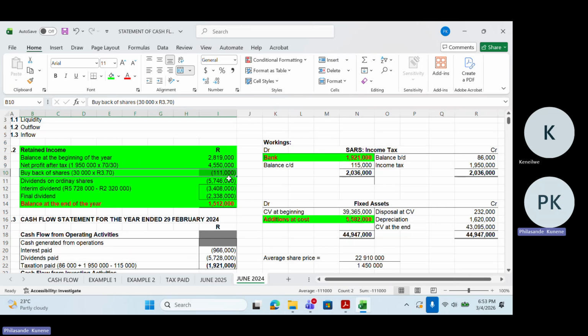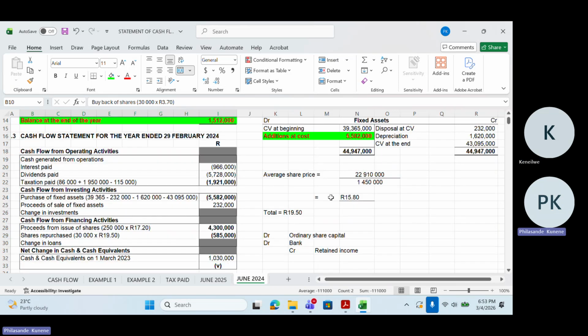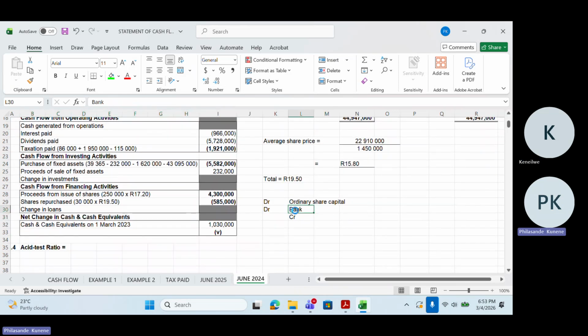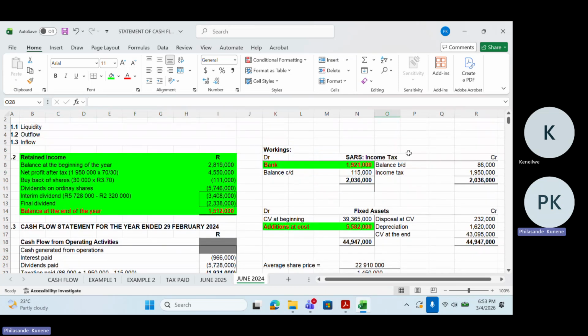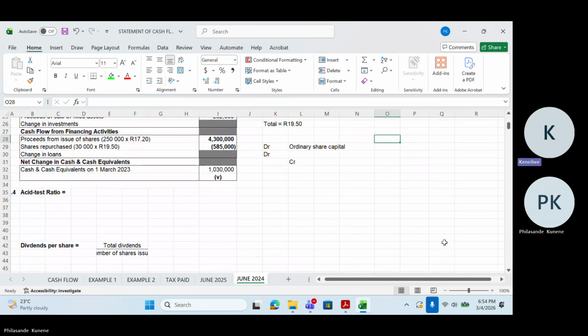It decreases the retained income. Which side is retained income decreasing, debit or credit? Retained income is an equity account. It decreases on a debit side. So retained income has to be on a debit side. Bank, when you're buying shares using money from the bank, is an asset. Which side is an asset decreasing? An asset decreases on the credit side. So we need to credit the bank, right? Because bank decreases here, we're buying shares.